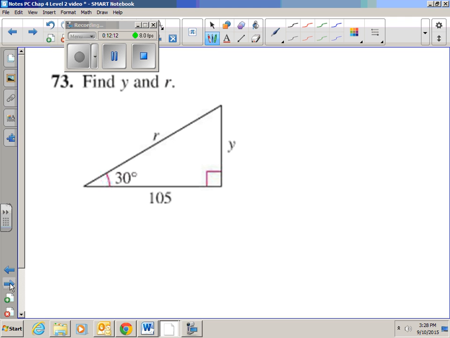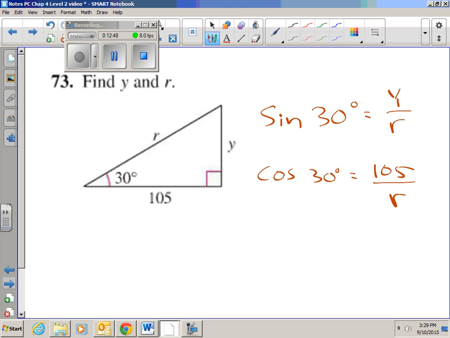All right, I think we got one last problem here, or maybe two. Find y and r in this picture. I know that sine of 30 is equal to opposite, which is y, over r. So far, I don't have much to go on. However, I do know also that cosine of 30 is equal to 105, the adjacent, over the hypotenuse, which is r. I should be able to solve this for r now. Cosine 30 is just a number. You can whip out your calculators, or we can work with radicals if you would prefer. But we're going to multiply both sides of my equation by r. So I have r cosine 30 is equal to 105.